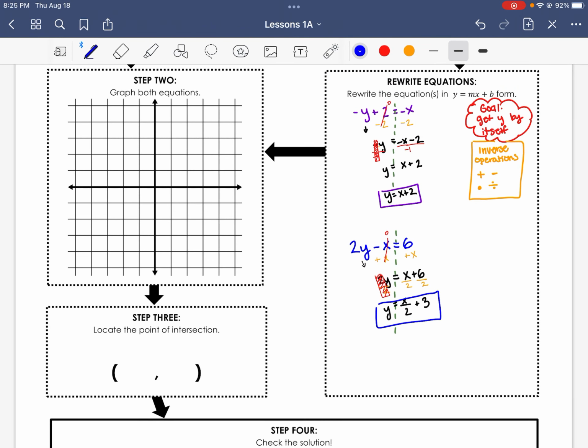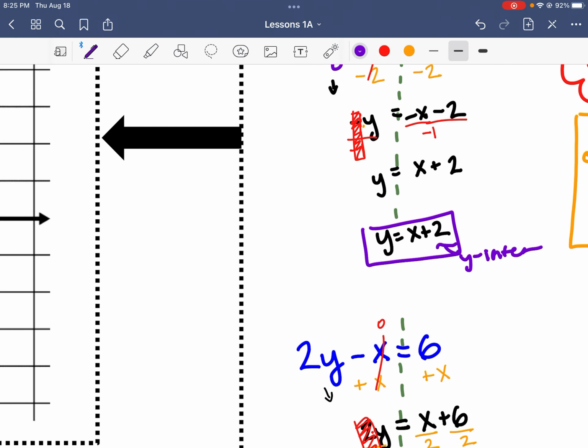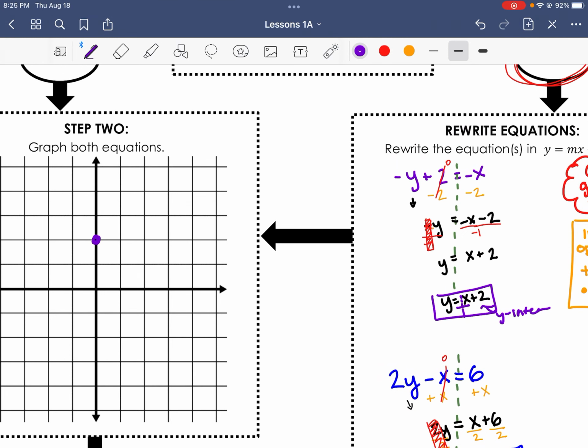Now that they're in y equals mx plus b form, now I can graph my equations. So my purple one, my y-intercept is this one right here. So I'm going to go to plus 2 on my y-axis. And now there is an imaginary 1 in front of my x, which is my slope. But remember, we have to make it into a fraction. So that's telling me that I have to go up 1 over 1, up 1 over 1, for all eternity.